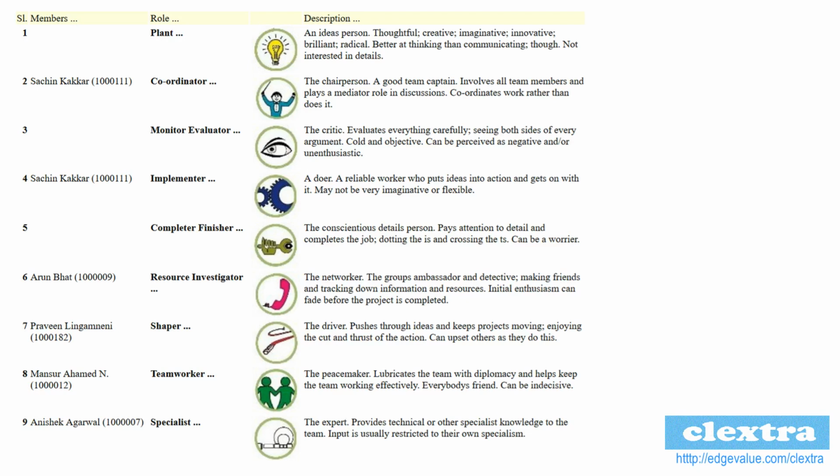So this person pushes. It could be anybody in the team. It could be the head, the project lead. It could be an operator, a facilitator. So someone is the shaper of the team.